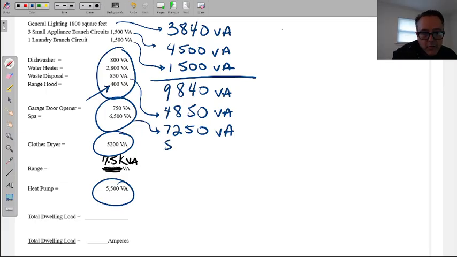Well, I forgot my clothes dryer. Almost forgot the clothes dryer. No changes made to the clothes dryer. Again, we only have one, so 100% value. We do make a small change to the range. It becomes 6,000 VA after running it through the 80%. And then our heat pump comes in.